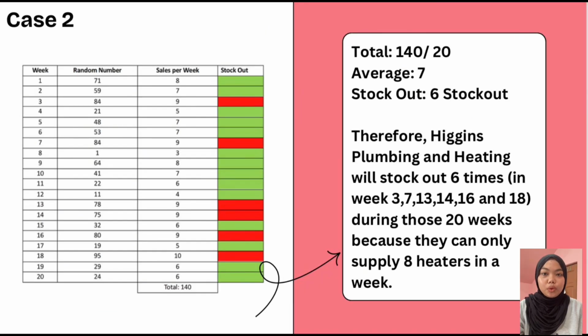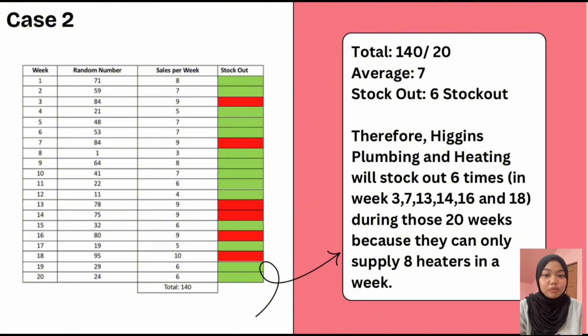Next, for case 2, for week 20, these are the random numbers we generated from Excel. After that, we determine the sales per week, and then we get the total. From the sales per week, we can find the stock outs, so Hygiene, Plumbing and Heating will stock out 6 times during 20 weeks. For the total, we get 140 divided by 20, and the average is 7, and the stock out is 6.